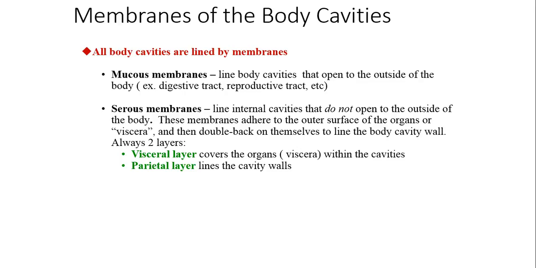These membranes adhere to the outer surface of the organs or the viscera, and then they kind of double back on themselves to line the body cavity wall. There's always two layers to a serous membrane. The visceral layer covers the organs or viscera within the cavities. So this layer always is in direct contact with the organs that are being lined. And then we have the parietal layer, which lines the cavity walls. And between these two layers, you have the actual cavity.